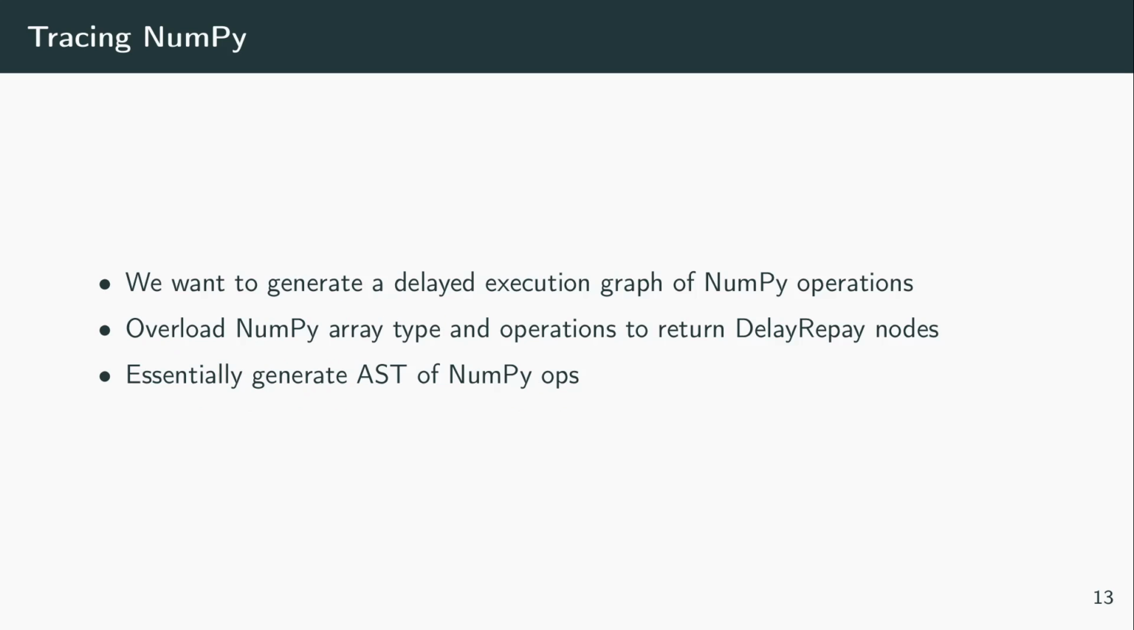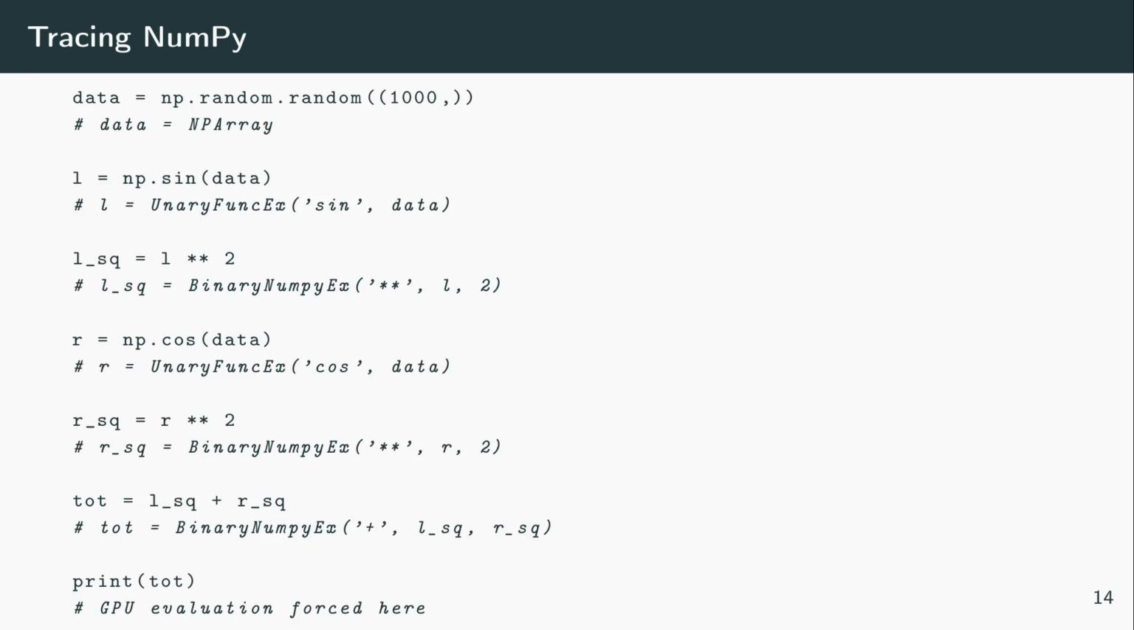To do this, we need to generate a delayed execution graph of NumPy operations. So we overload the NumPy array type and all the NumPy operations to return DelayRepay nodes. We essentially generate an abstract syntax tree of NumPy operations. Here's the earlier example again, showing how at each step we return our DelayRepay types and how each further step in the computation builds on the previous step, returning a more compounded DelayRepay type.